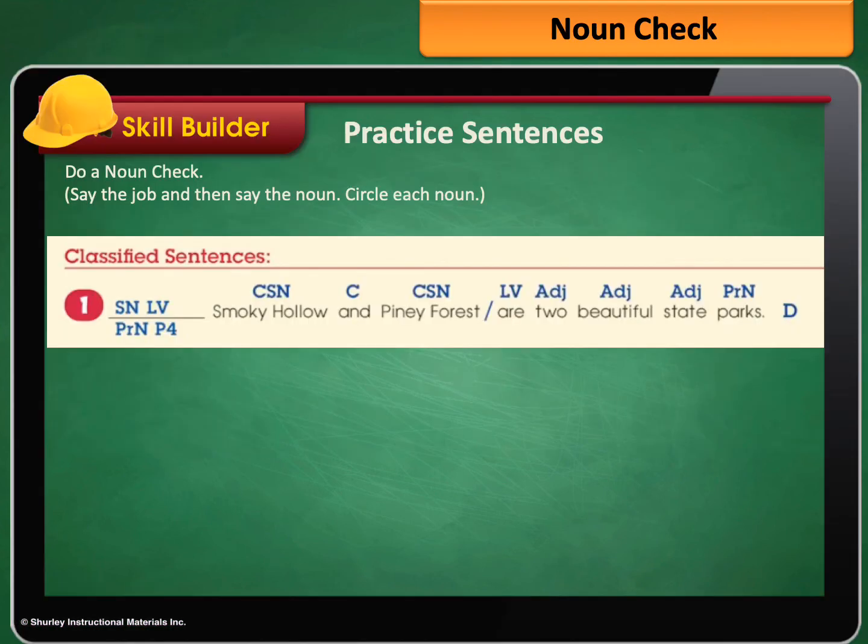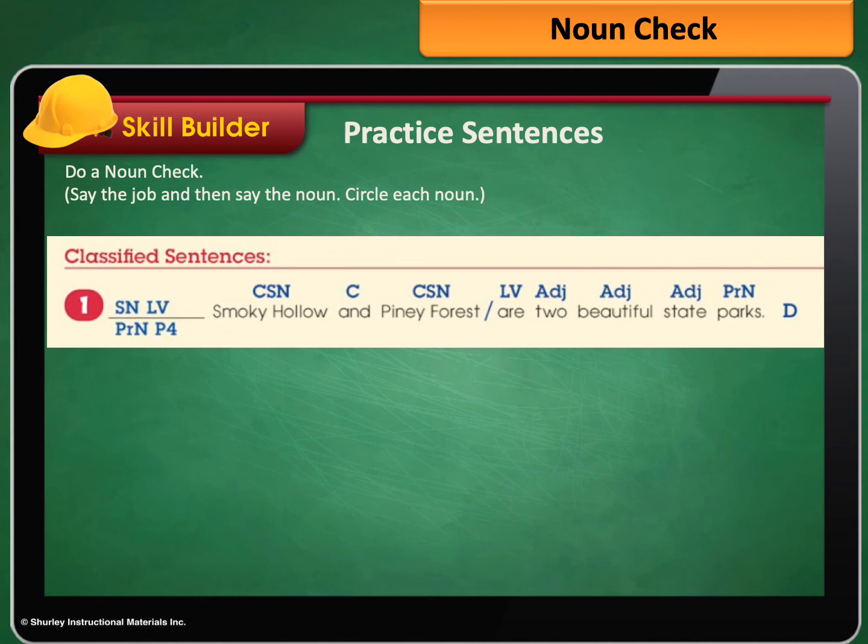Let's move on to the noun check. What do we do with the predicate noun when we have a noun check? As students continue to develop their knowledge, skills, and practice using predicate nouns, they will learn to include them when they complete a noun check.